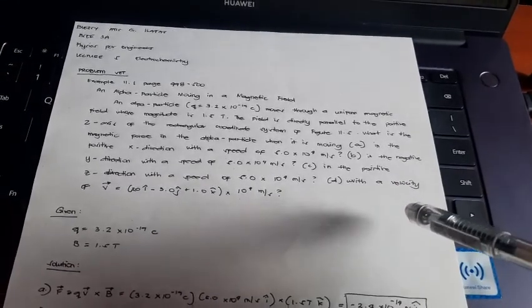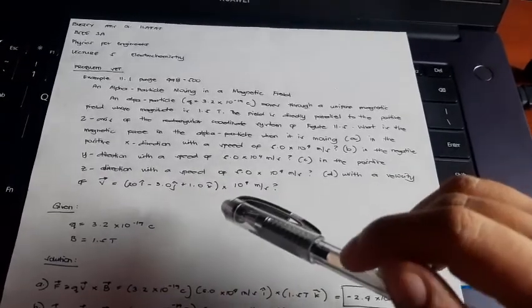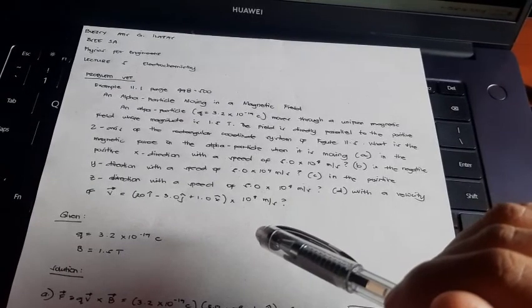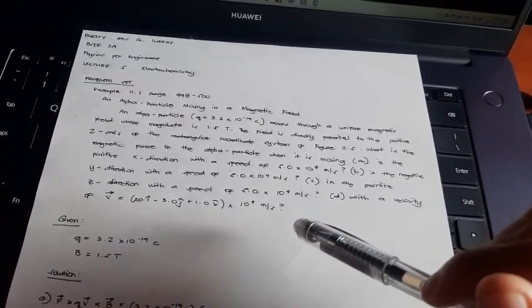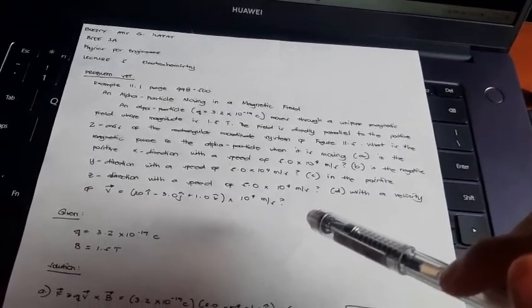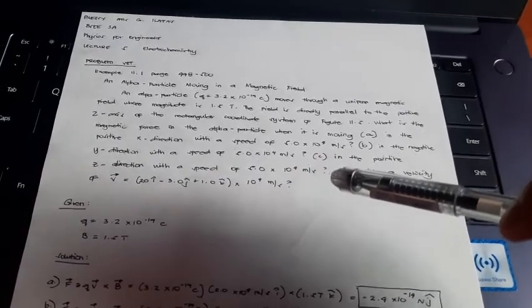And letter D, what is the magnetic force on the alpha particle when it is moving with a velocity of v equals 20i minus 3j plus 1k, times 10 raised to the 4th power meter per second?